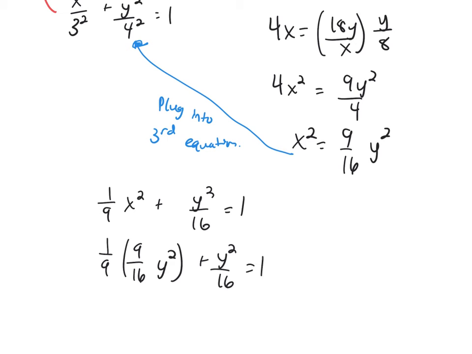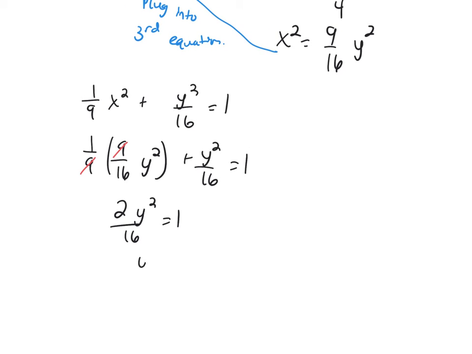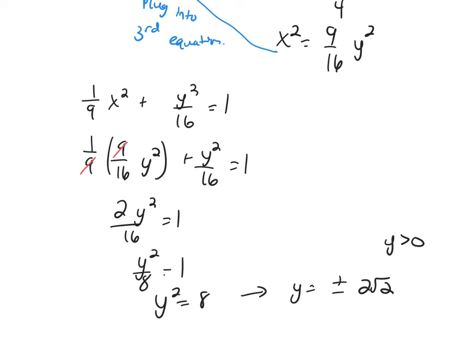So the 9's cancel, and you're going to get 2y squared over 16 equals 1. So this means y squared over 8 equals 1. y squared equals 8. y equals plus or minus 2 square roots of 2. But remember that we were told y had to be greater than 0. So because of that, we're going to get rid of the negative.